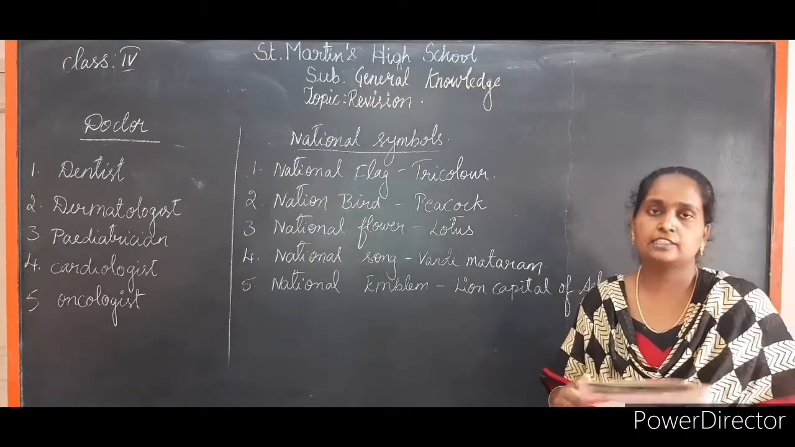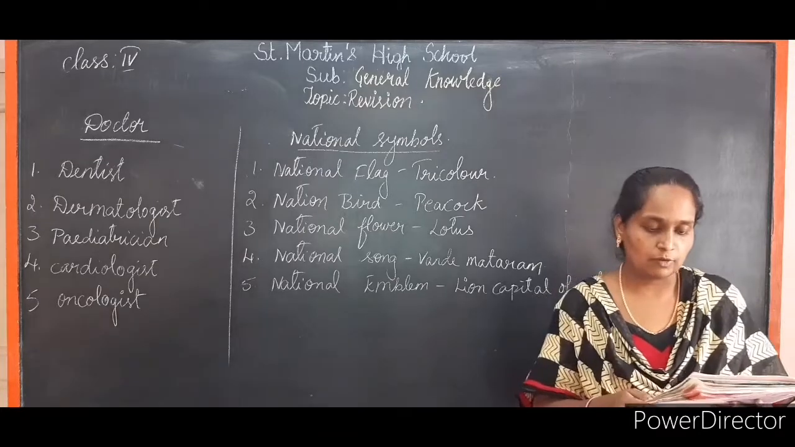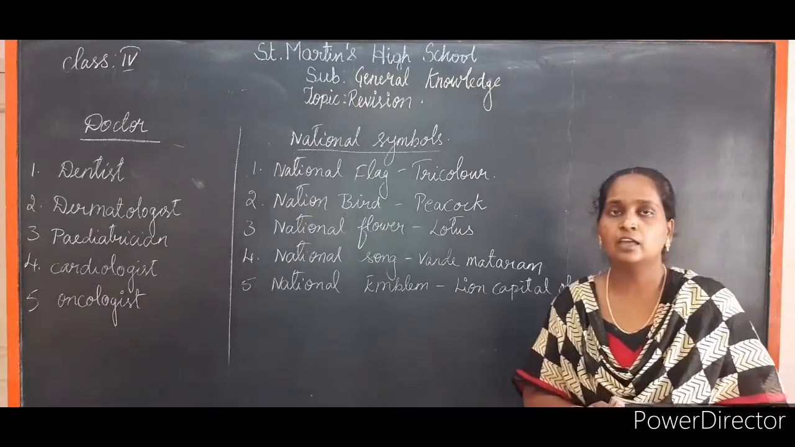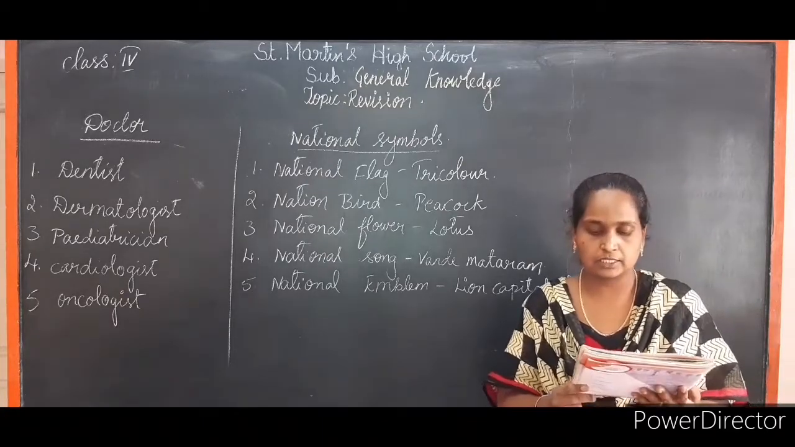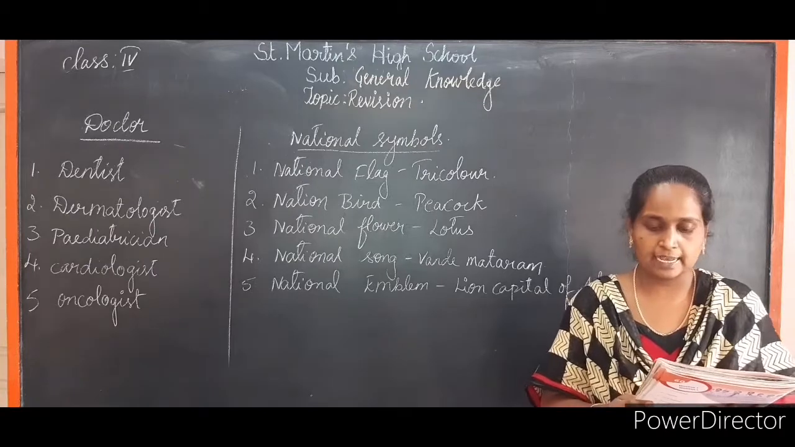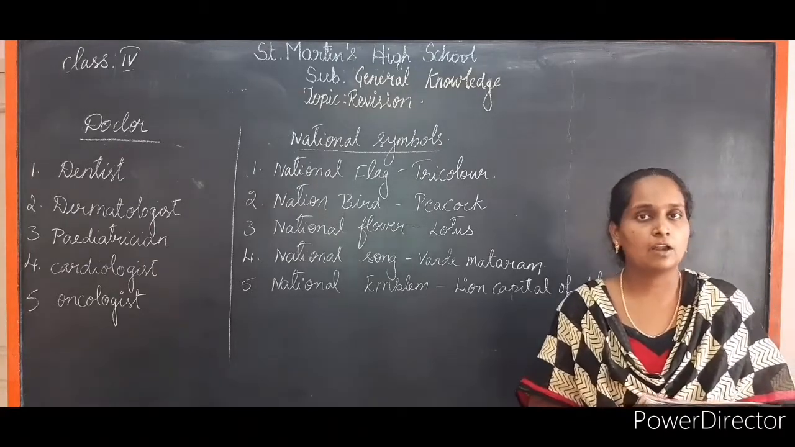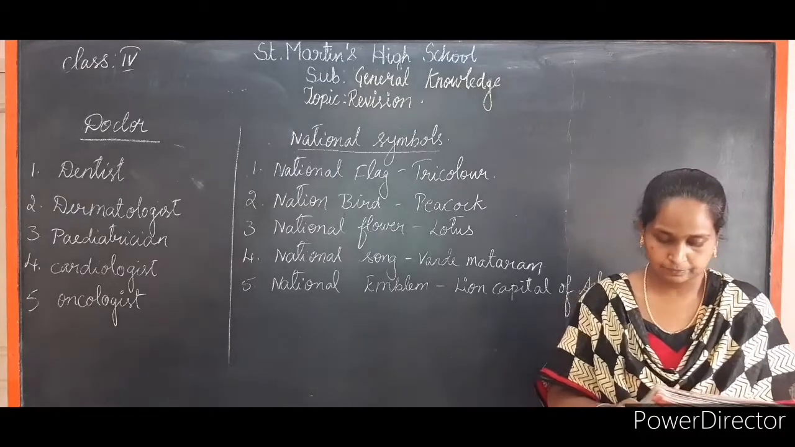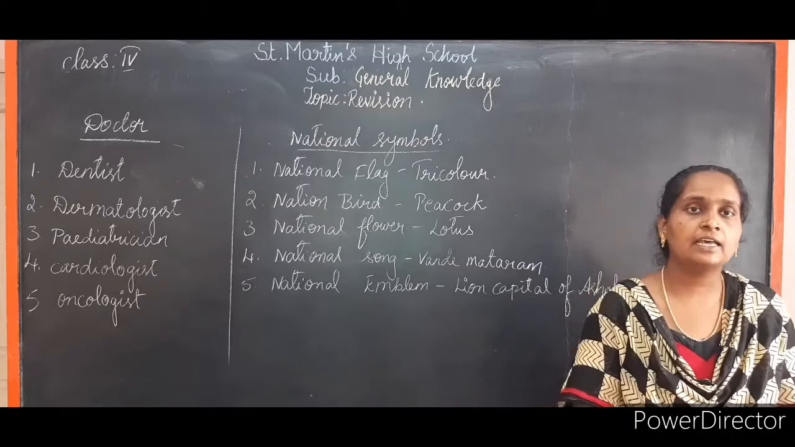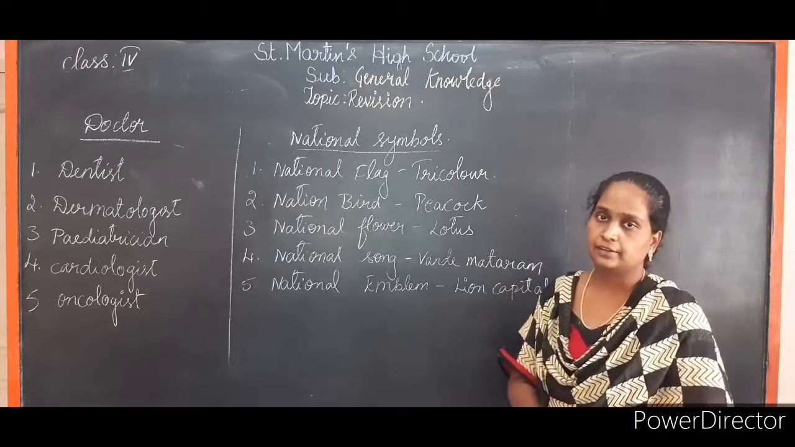Like that. And the national game is hockey. Hockey is the national game of our country. National fruit is the mango. The king of the fruits, that is mango. Mango is the national fruit of our country. The national river is the Ganga. National animal is the Bengal royal tiger. National tree, banyan tree. These are some of the national symbols of our country.